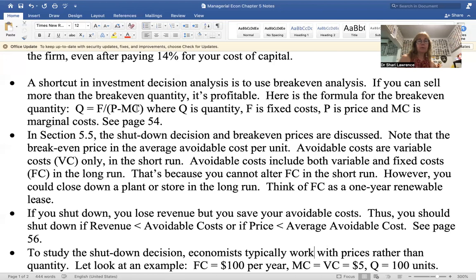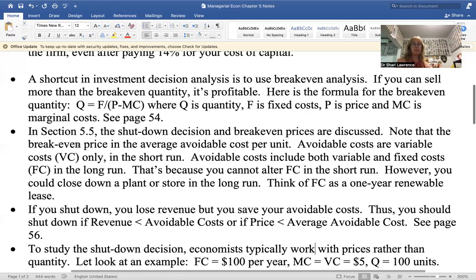Now, remember, or you'll learn in this chapter, that marginal costs and variable costs are the same thing. They're interchangeable. So this is the break-even formula. Your break-even quantity, or how much you should sell to break even, is going to equal your fixed costs divided by the price minus the marginal cost. All right, so look at page 54, that's where they talk about this formula.